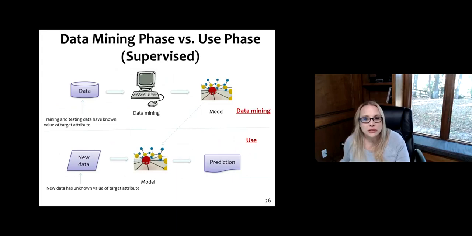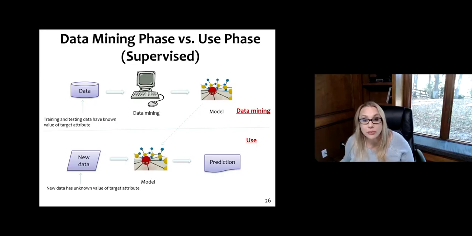So what this looks like from beginning to end is you start with your data, then the training and testing data. This set will have some known values of the targeted attribute. If we are doing supervised learning, then you do your data mining to extract a model. Then you use that model to try to predict a new data set. So now you are moving from the data mining phase to the using phase or deployment phase.